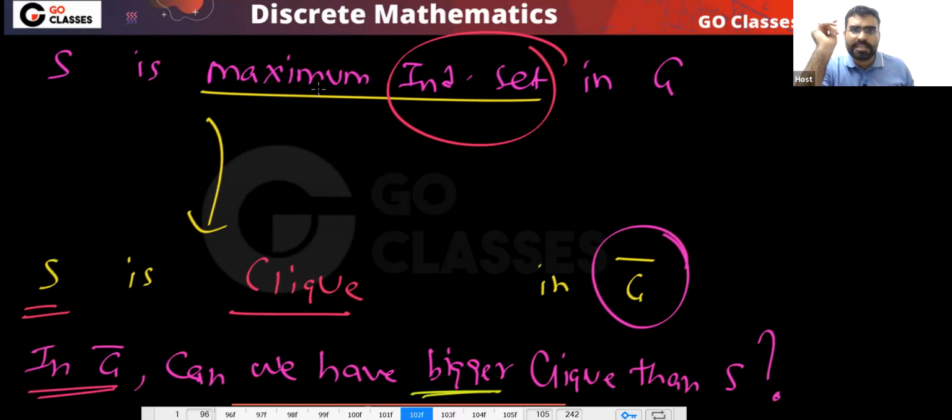See, this S is a maximum independent set. Independent set means pairwise non-adjacent, so the vertices in S are pairwise non-adjacent. In the G complement, they will become pairwise adjacent, so they will become a clique. My question is, S is a maximum independent set here, but can I guarantee that this will be the maximum clique? In G complement, can we have a bigger clique than S?